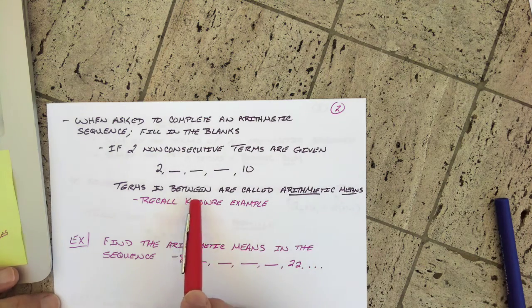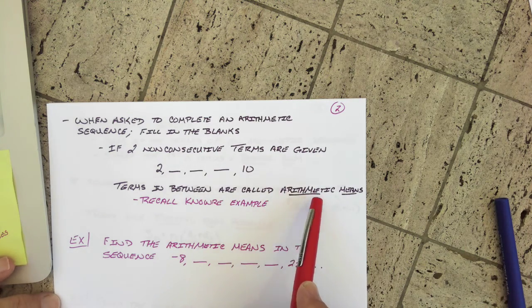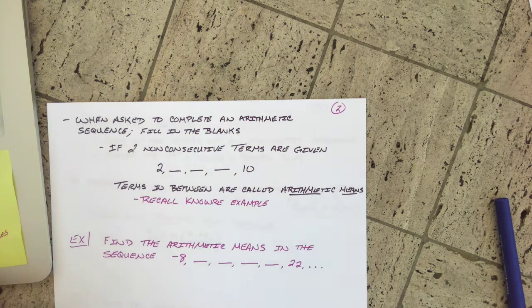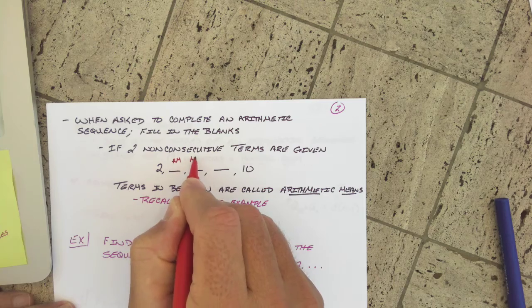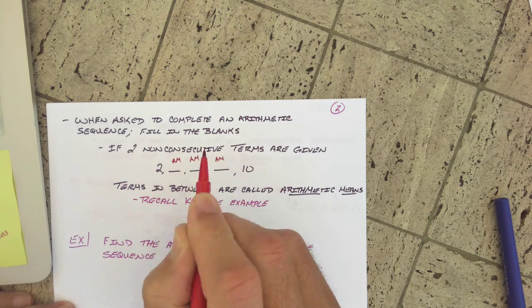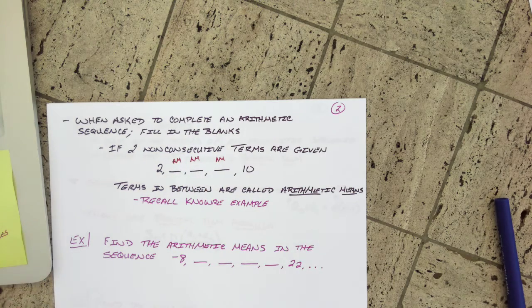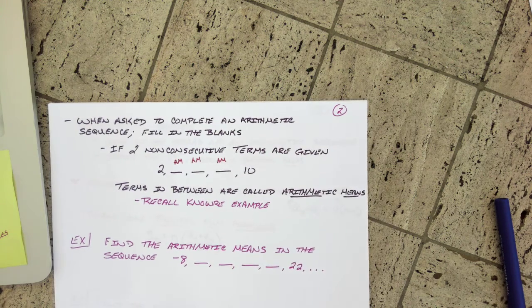The terms in between are called arithmetic means. That's what this is. So in this case, there are three arithmetic means. Hopefully you recall this from the example that you guys worked on last week. So how do we do this? How do we apply it? What do we have to do? Good questions by all of you. Let's figure out what's going on.